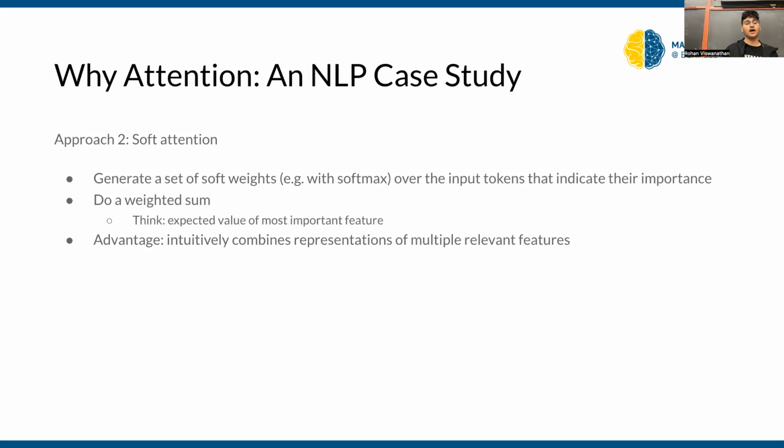The other side of this is soft attention, where instead of figuring out specifically which inputs we want to focus on, we create a set of soft weights with the softmax function to create a probability distribution based on the input tokens that indicate their importance.